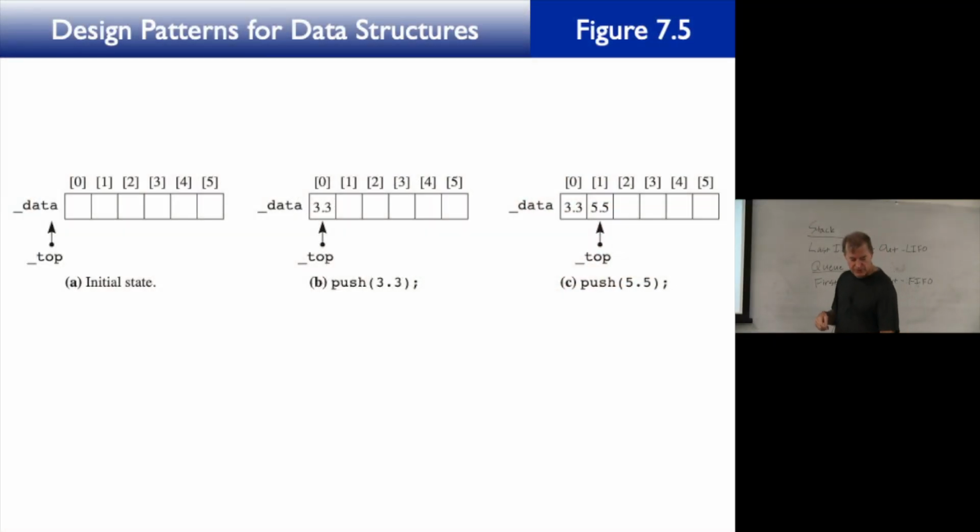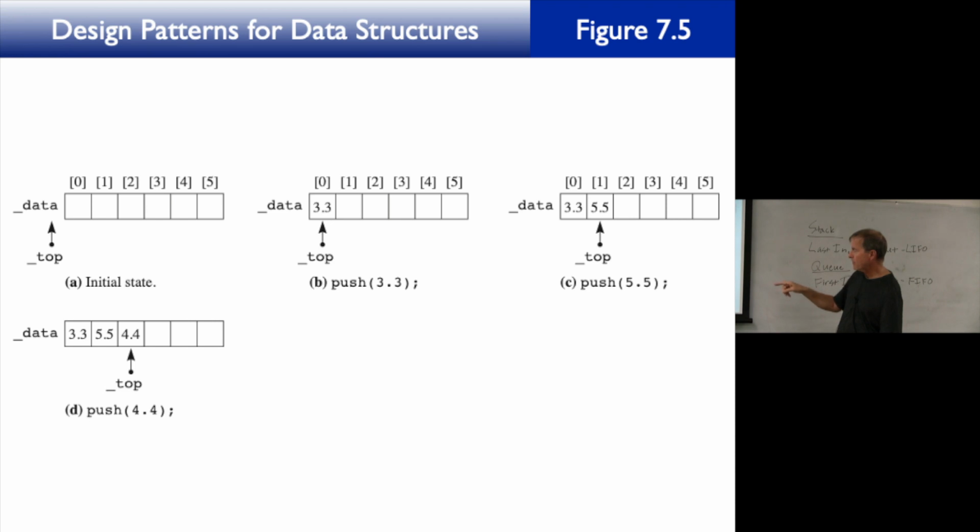Okay? So there's push, and then here's what happens if you do a 5.5. So top would go up by 1, and then data sub top would be this. And then here's how you push 4.4. And now here's another thing. What happens if you pop? Let's go back to D. In D, here we're at the top is 4.4. Now what happens, how would you pop?